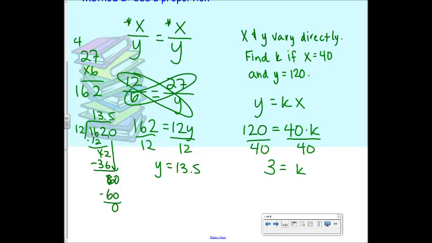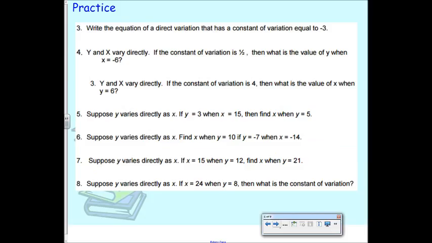Okay, go try these. The numbers are weird on these, so this should be 1, 2, 3, and then 5, 6, 7, 8 is fine.